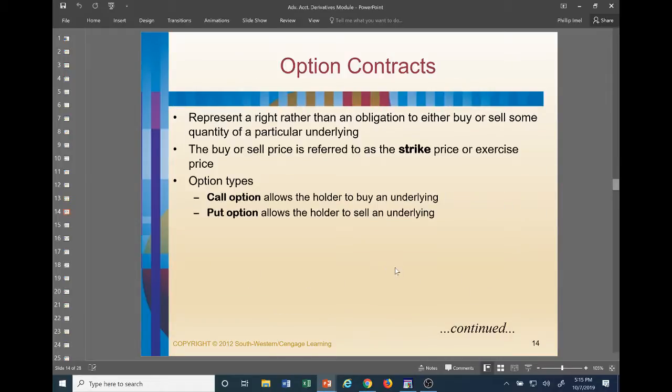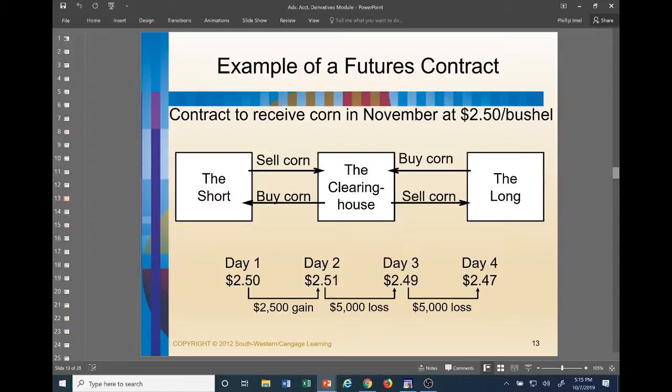Same thing here from day 3 to day 4. We went from 249 to 247, so that's another $5,000 loss. Remember, we have 50 contracts. Each contract has 5,000 bushels, so 50 contracts times 5,000 times the spread, whatever the difference is between this right here, the variance. So pretty simple here.